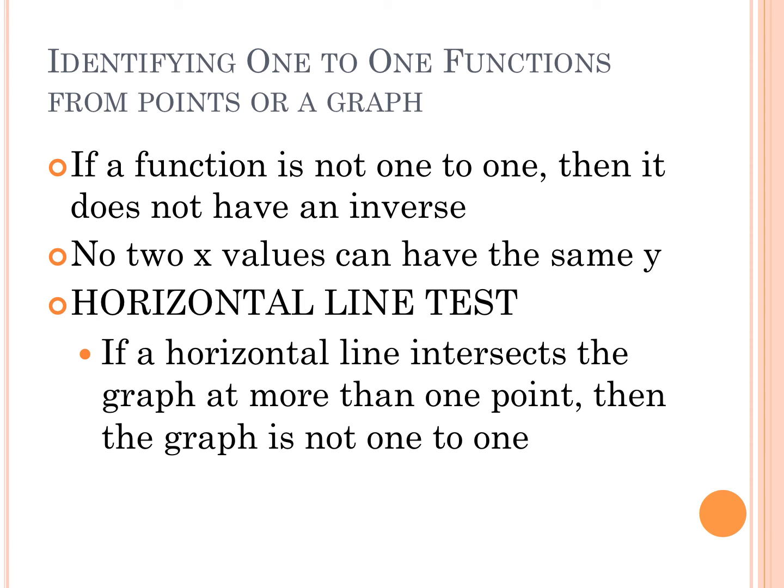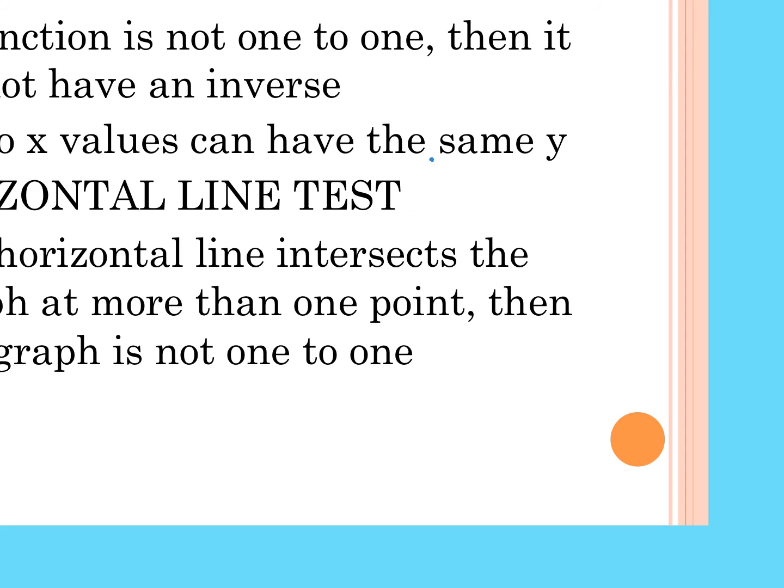There are 3 checks for 1-to-1. Just like there were 3 checks for if it was a function, there are 3 checks for 1-to-1. The first is the x values can't have the same y. I'm going to rewrite this in the verbiage that we used for functions because I think it's easier. So this time the y cannot repeat with a different x.